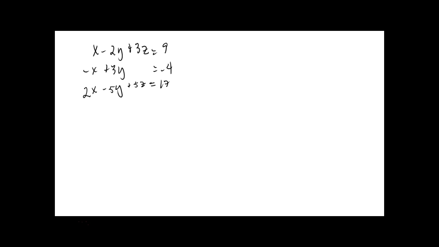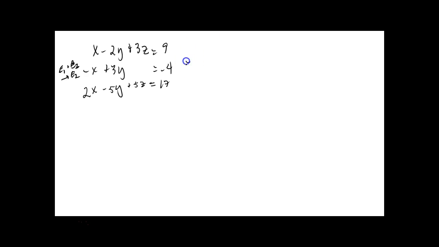Now remember, what were the 3 things we could do? Exchange 2 rows, multiply by a non-zero constant, or add some multiple of 1 row to another row. Well, look at here. If you add the first row to the second row, what happens to your leading term? It goes to 0. So that's the first thing we're going to do. Equation 1 plus equation 2 becomes the new equation 2. We're just going to add them together, and they're still going to be true.